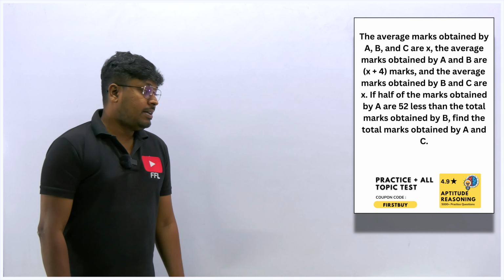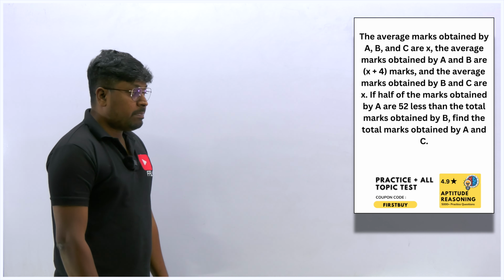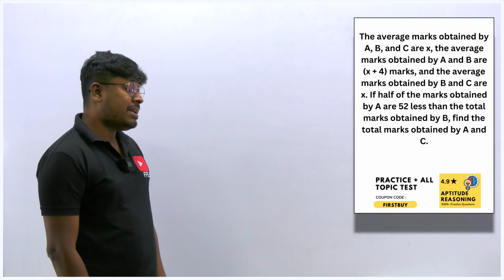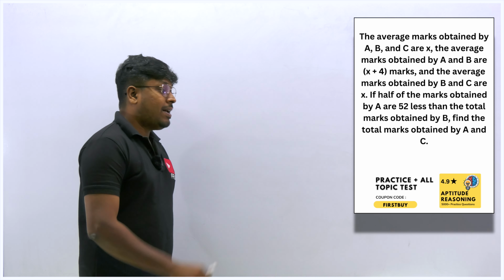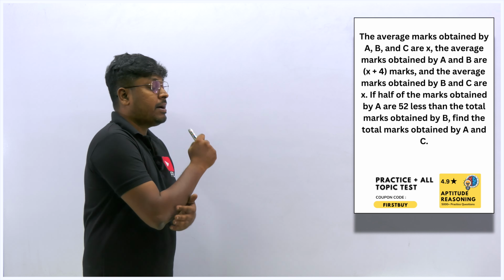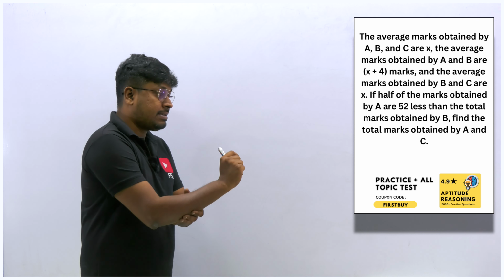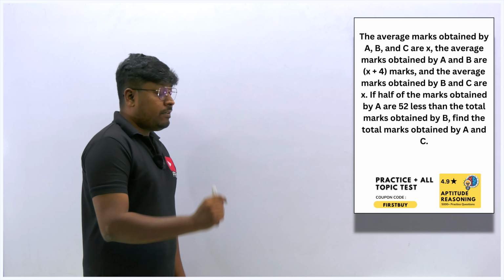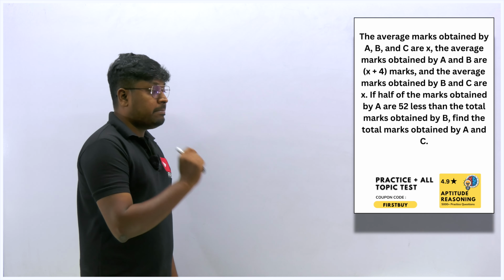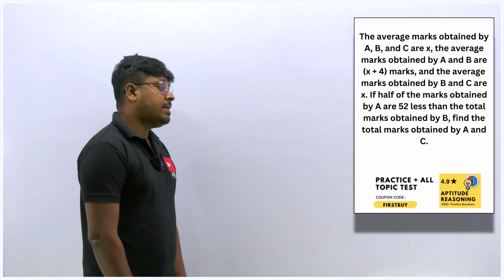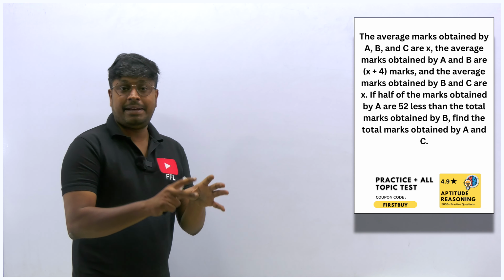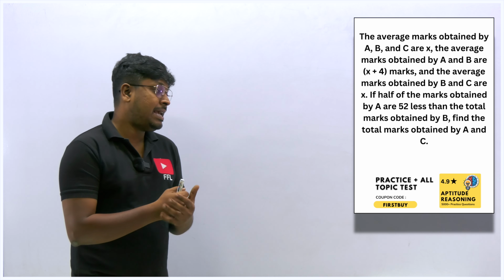Next question. The average mark obtained by A, B, C is X. The average mark obtained by A and B is X plus 4, and the average mark obtained by B and C is X. If half of the mark obtained by A is 52 less than the mark obtained by B, find the total marks obtained by A and C. So I think this question is completely based upon the marks of A, B and C.